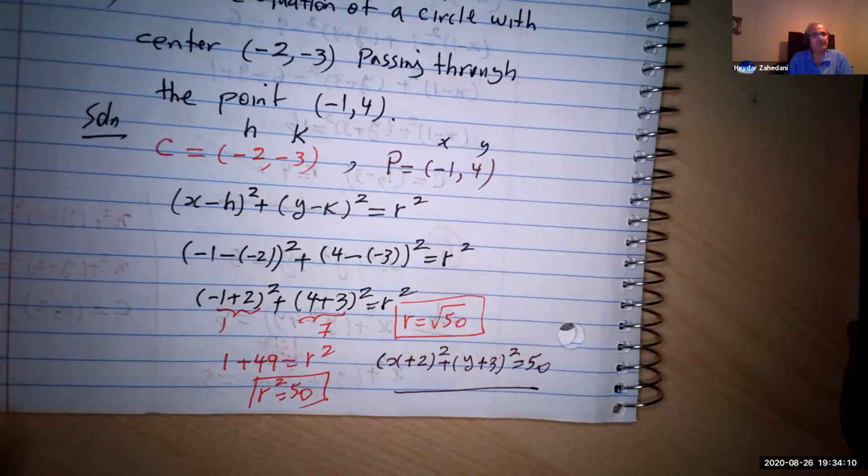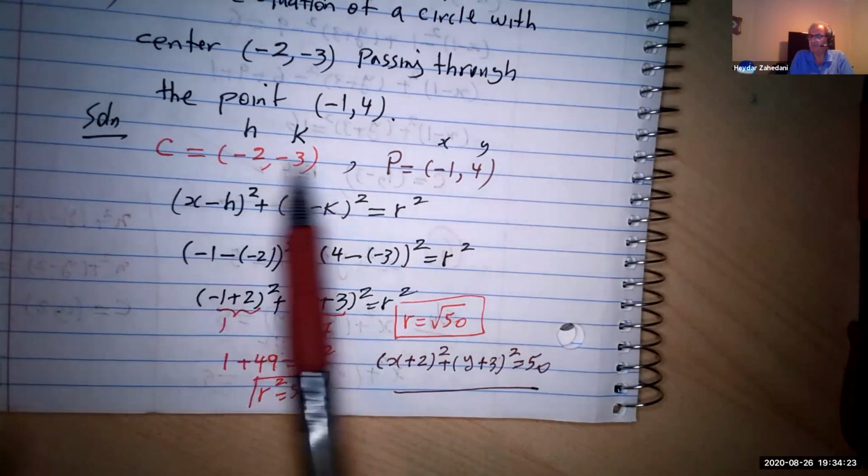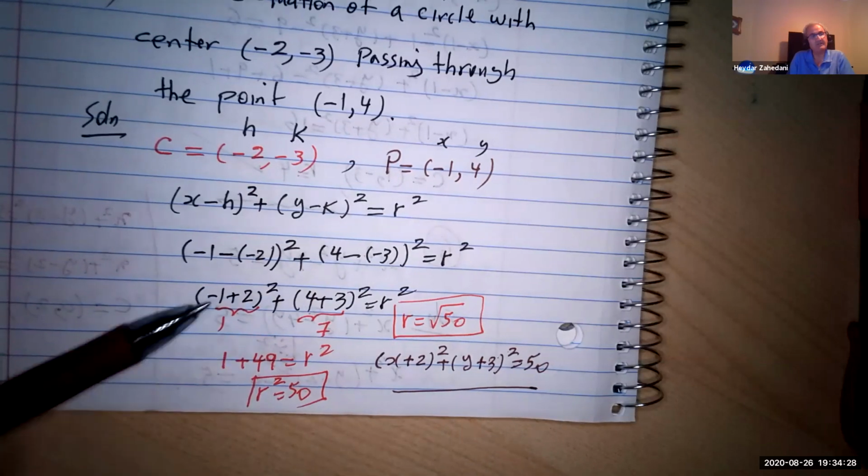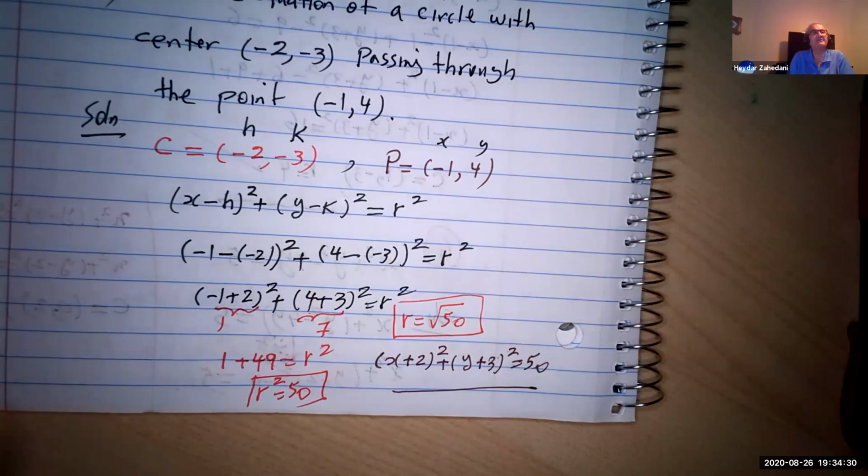And most of the problems in your book, in your assignment, are of this category. So a point and the center is given to you. There are different ways to do it. Some people find the distance between these two. That distance would be the radius. They don't use this method. It's the same thing, but if you use it, we don't mind. You have to use the distance formula to get this number. Yes, I can do that.